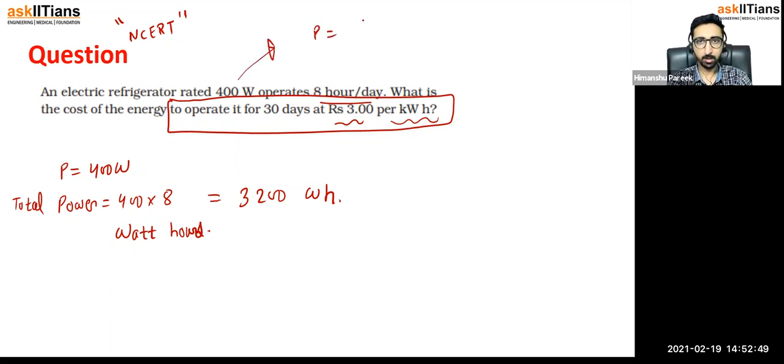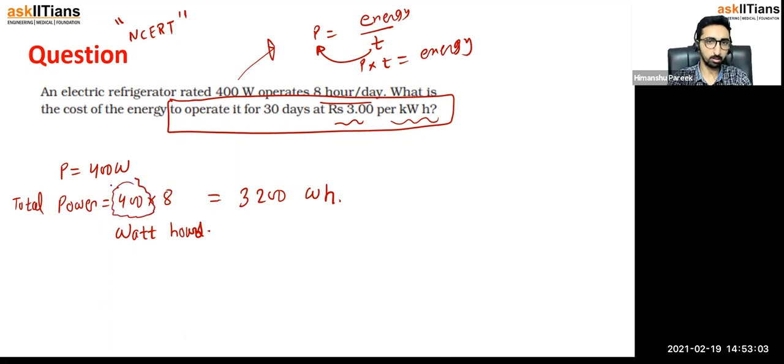Basically, this was the power. Now, power is nothing but energy divided by time. So, guys, see one thing here. If you multiply power with time, what you will be getting? Energy only. So, this is what I have done here. 400 is the wattage, which is the power. I have multiplied this with the time for which it is being used. So 400 multiplied by 8 is nothing but 3200 watt hours. So that's it. This is the amount of energy we'll be getting. That's the unit of energy, Wh.